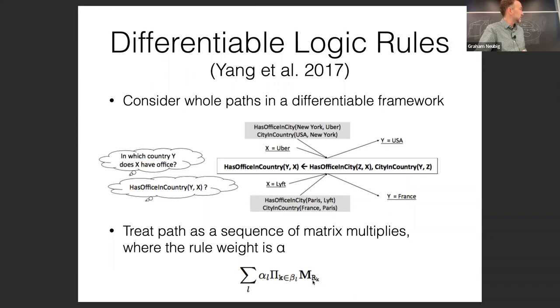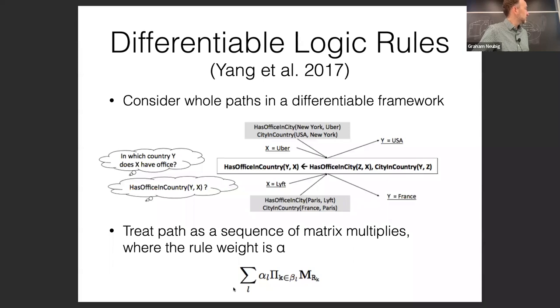And basically what they do is they have a big matrix of relation weights that tell you whether following a particular relation is indicative of a particular other relation existing. So this is like has office in city, city and country indicates has office in country. And they multiply these relations together multiple times, so you have one relation for has office in city, and another relation for has office in country.